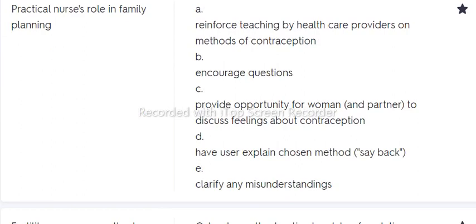Practical nurses' role in family planning. A. Reinforce teaching by healthcare providers on methods of contraception. B. Encourage questions. C. Provide opportunity for women to discuss feelings about contraception. D. Have user explain chosen method. E. Clarify any misunderstandings.